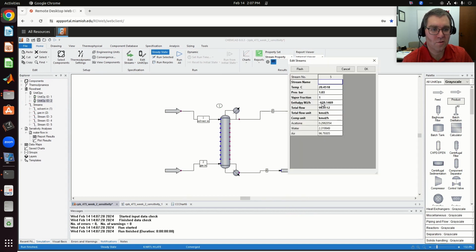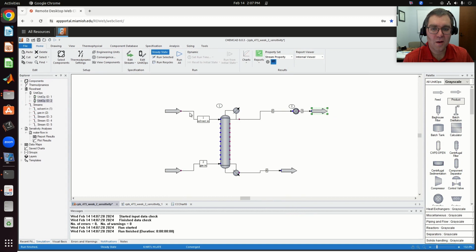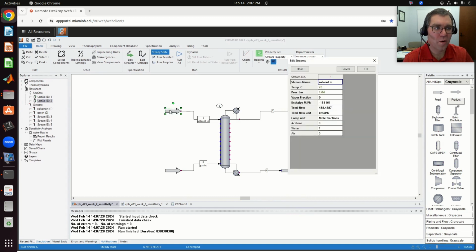So now I look at my exit stream. That's in kilomoles per hour. Let me make it mole percent. Mole percent, I've got 0.29999, so it's less than 0.3 mole percent. And to get that required composition of acetone, I need a water flow rate of 458.4887. Okay, cool. So there's my necessary flow rate of water to achieve that target concentration of acetone.